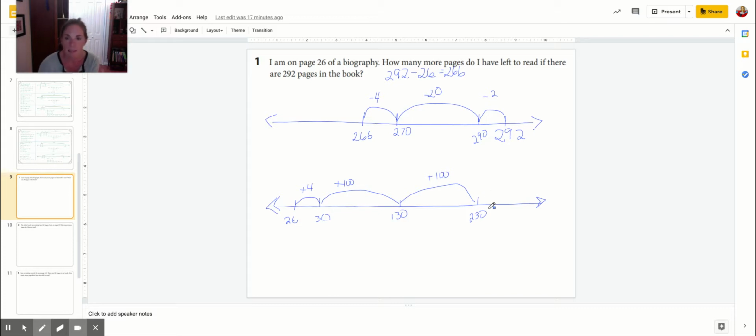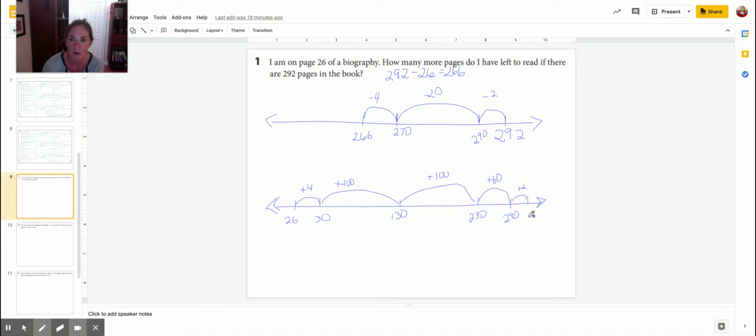And let's see, 3 plus 6 is 9, so 30 plus 60 is 90. So let's add 60. That gets me to 290. And I need to get to 292. So I just have to add 2 more.